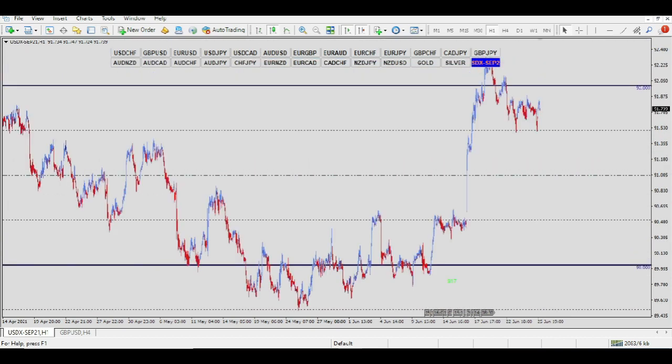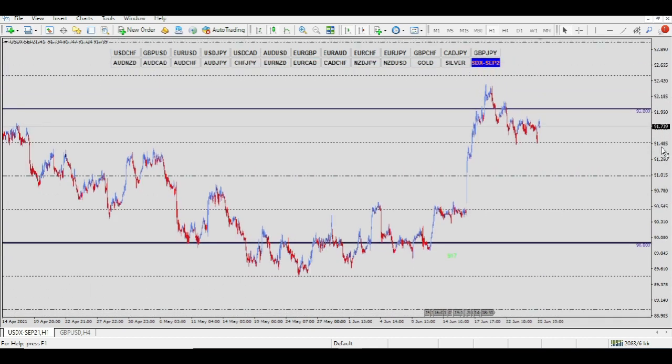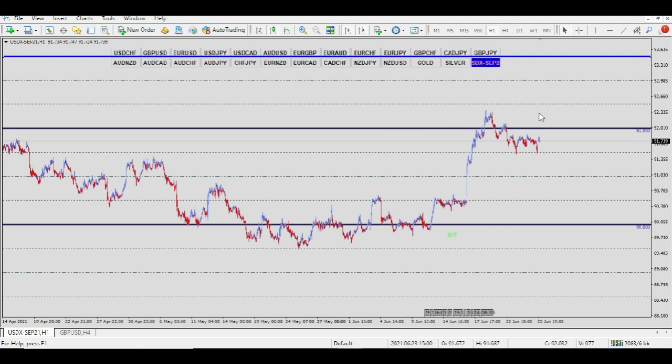With me, I'm using a new machine, so I'm still adjusting to it. So my bias is wrong line. My bias is that dollar index at least wants to take us there. That's my bias, that at least dollar index wants to take us there.